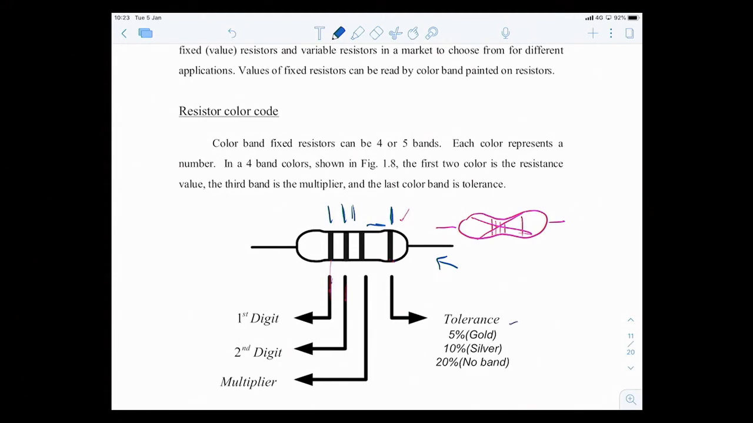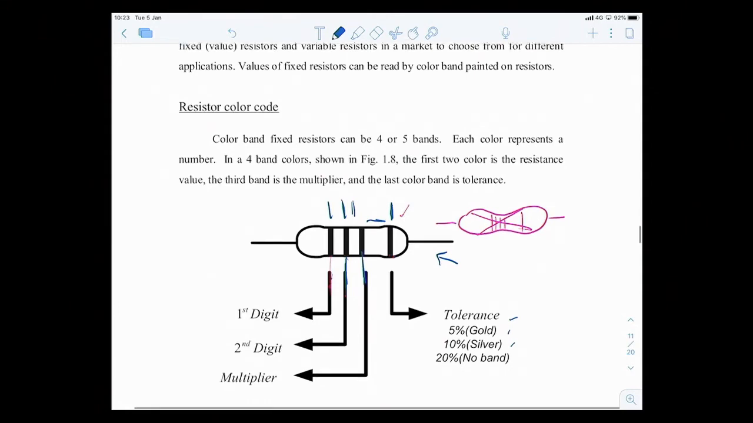The tolerance is 5% if it's gold. If it's silver, it's 10%. If there's no band, it's 20%. Then you look at the first band, which is called the first digit. The second one is the second digit, and the last one is the multiplier.